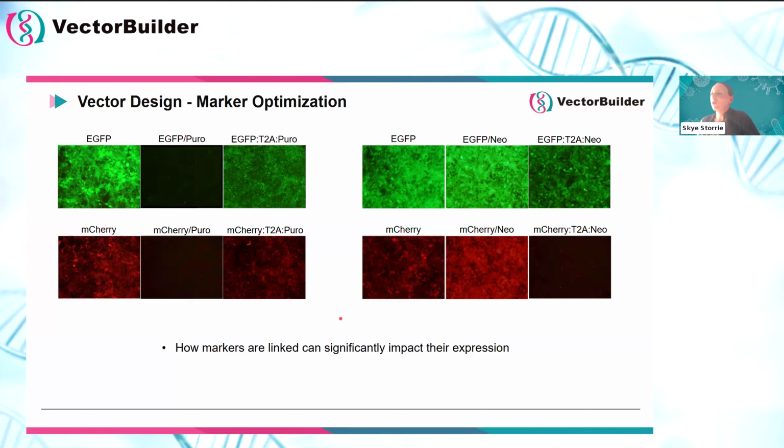We actually encode all this information within our vector design studio on our website. So if you are designing vectors and you want to know for your specific vector which combination works best, you can go on there, and the options we give you will be the ones that ensure you get the best expression levels of your fluorescent proteins as well as markers.